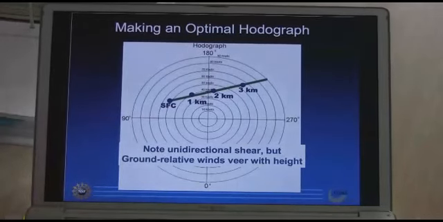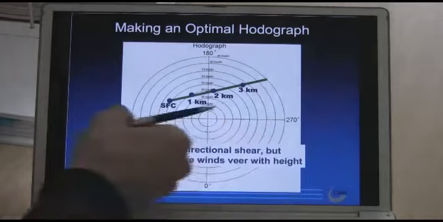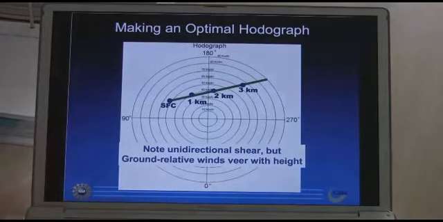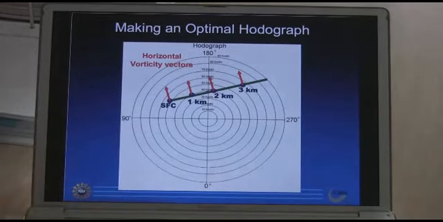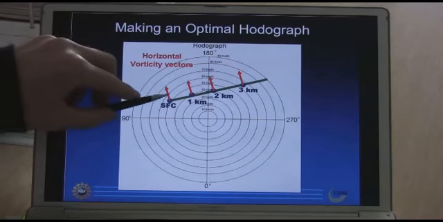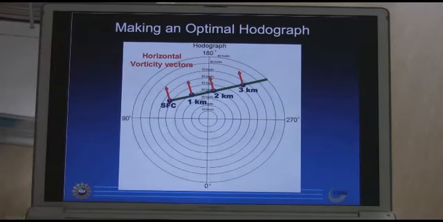So we call this a unidirectional shear profile. It's not a unidirectional wind profile. The winds are varying with height, but the shear vector is not changing with height. This is why I pounded home the point earlier with the curved hodograph: make sure to differentiate between the winds turning with height and the shear vector turning with height. In this case, the wind vector turns with height, but the shear vector does not. It's unidirectional. The horizontal vorticity vectors, remember, are everywhere perpendicular and oriented 90 degrees to the left of the shear vector. So that's what the horizontal vorticity vectors look like. We've seen that before.